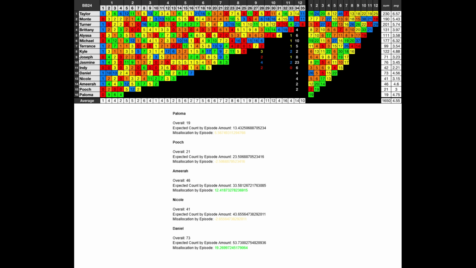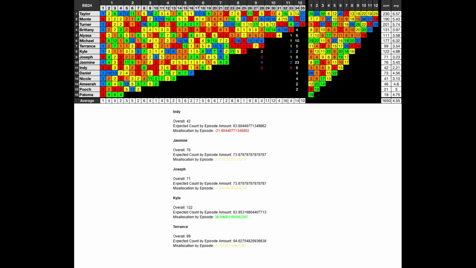Daniel has 73 diary rooms, and his expected count by episode amount is 53.73, causing for a 19.26 misallocation amount, so he's definitely a bit overly distributed. So we have our first person in red with Indy, who has 42 diary rooms, and her expected count by episode amount is 63.8, causing for a misallocation amount of negative 21.8. This really isn't shocking because she wasn't involved in the gameplay and she didn't really have a big personality.